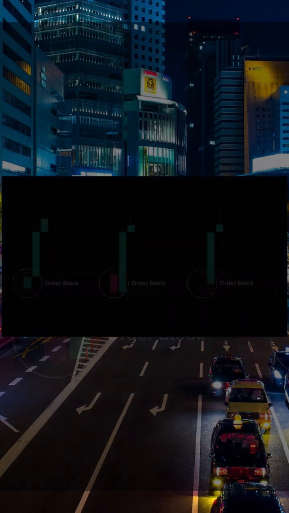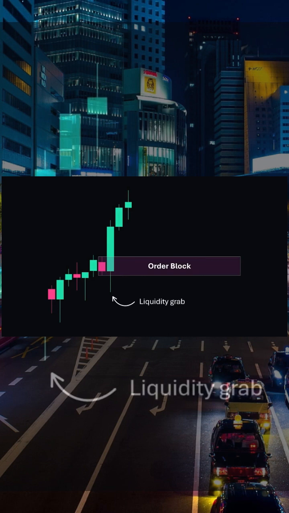Here's an important point. Sometimes a wick grabs liquidity before the imbalance happens. In that case, we also include the wick as part of the order block zone. This marks the real beginning of the imbalance, and our stop loss should always be placed below this wick for protection.